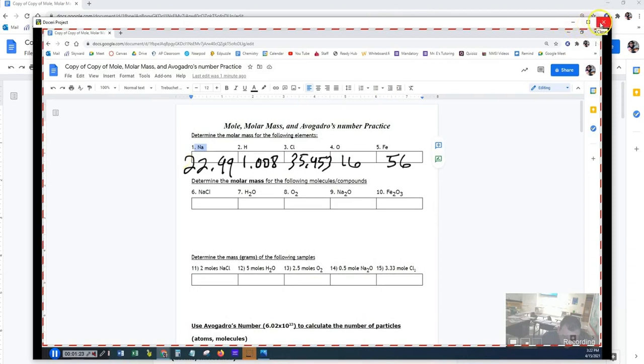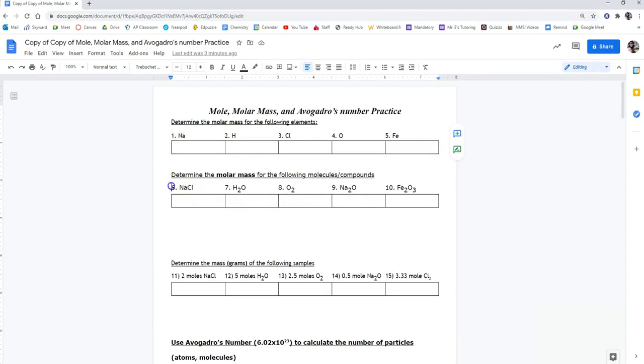All right, the next couple of examples are full compounds. So we need to find the total mass for each of these things. So let's do sodium chloride together.